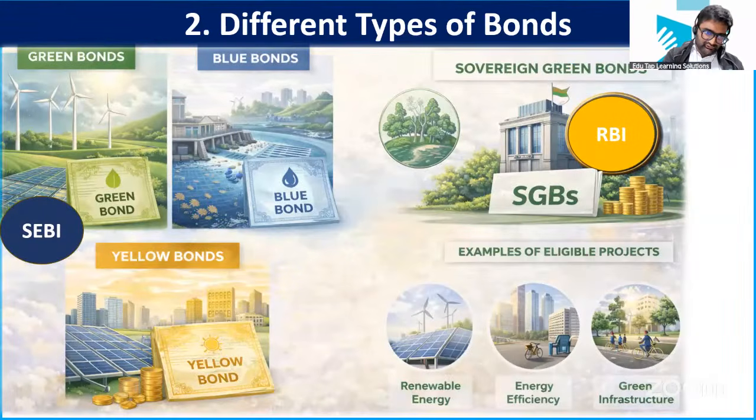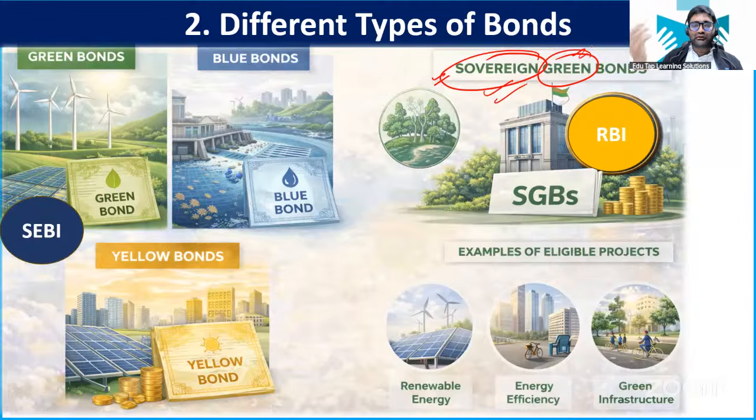Now there are different kinds of green bonds issued by RBI and SEBI. Here RBI has issued this sovereign green bond, right? Sovereign in the sense, I hope you understand. Green also you have understood. On behalf of the government of India, this sovereign bond is issued. And green bond is something wherein the money is utilized in eco-friendly projects. Examples of eligible projects are renewable energy, energy efficiency, green infrastructure. All of these are developed in that way.